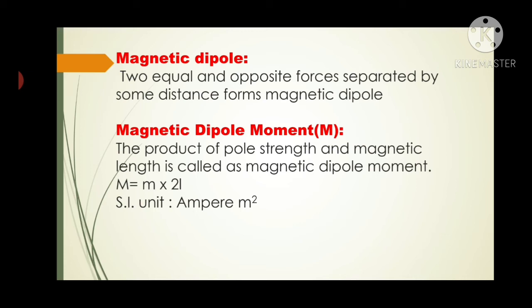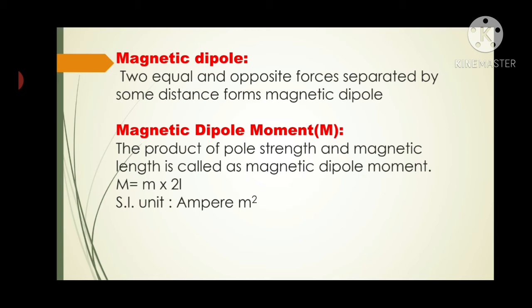Next is magnetic dipole and magnetic dipole moment. Before this we have seen the basic concepts which we saw in 11th standard. Now these points are helpful for you for the 12th standard. The point is magnetic dipole. Since we know that the magnet has two poles, the two equal and opposite poles separated by some distance form a magnetic dipole.